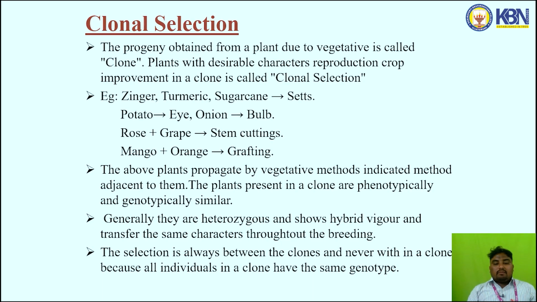The above plants are propagated by the vegetative method. The plants present in a clone are phenotypically and genotypically similar. Generally they are heterozygous, show hybrid vigor and transfer the same character throughout breeding. The selection is always between the clones and never within a clone, because all individuals in the clone have the same genotype.